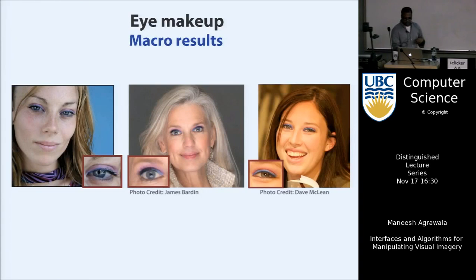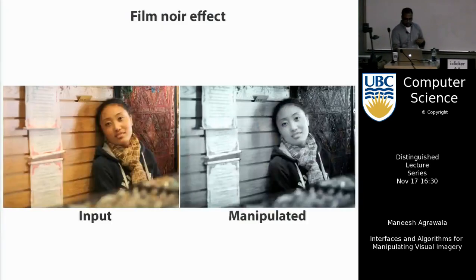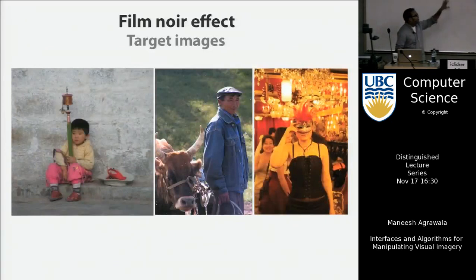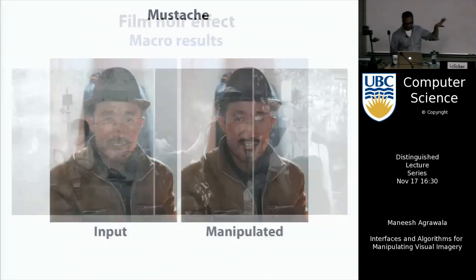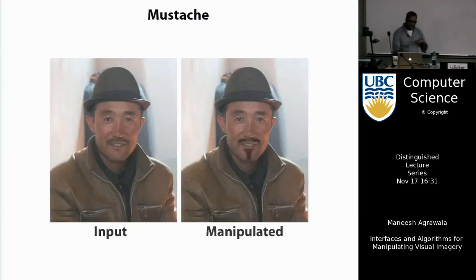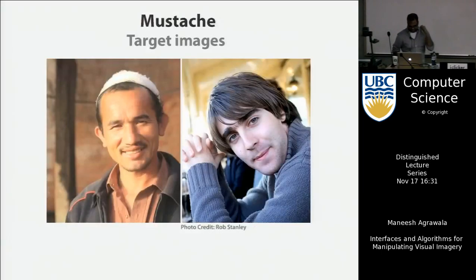And then let's see, this film noir effect, again, kind of changing the black and white contrast within the face separately from the rest of the image. This is a bit subtle, so it's hard to see. And then finally, this mustache example, adding mustaches to faces.